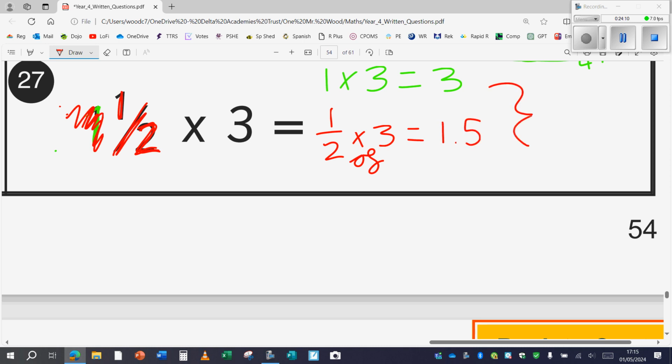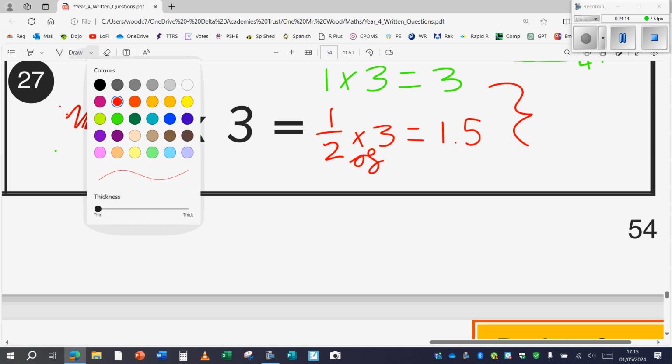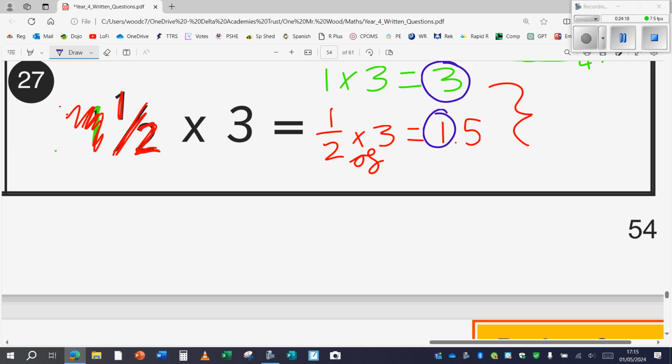When we're putting these two numbers together, we should recognize that both of these blue digits are 1s. So 3 add 1 is 4. And then I just put that 0.5 on the end there for my answer.